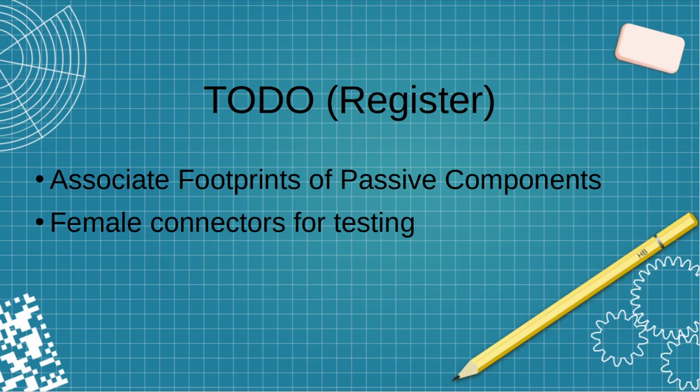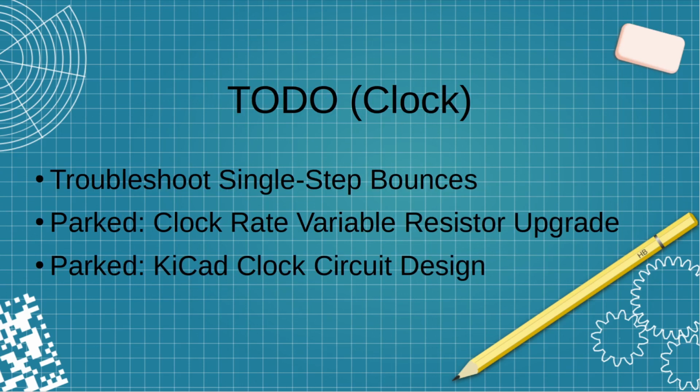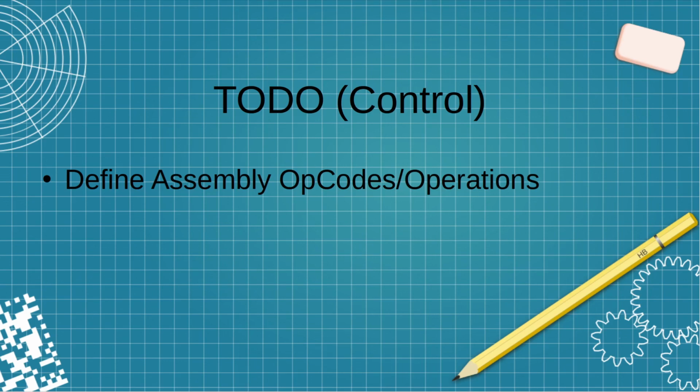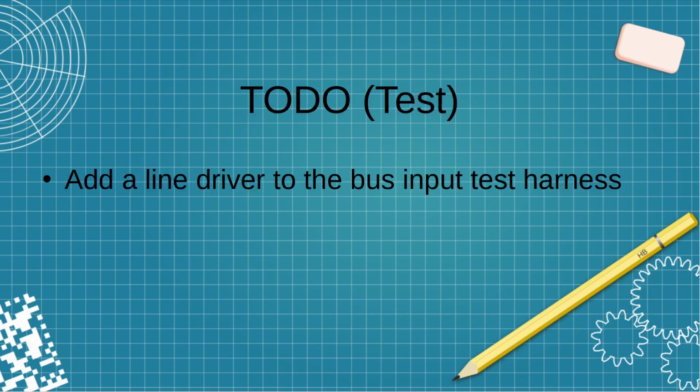So I'm going to leave the video there in the interest of time. I do have the association of the passives complete, and I just need to edit that up and get that released. And then I also need to add some female connectors for testing. I want to be able to probe and test some of these connections on the register itself. So I do want to change the schematic a little bit in order to add some female sockets for hooking up for testing. And of course I do still have all of my clock and control and test harness to-dos that I need to complete as well.